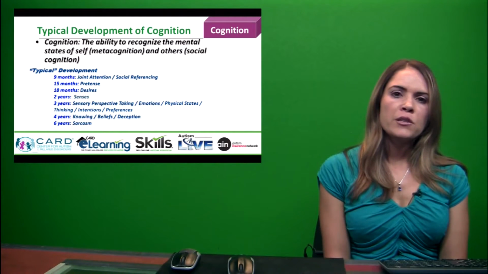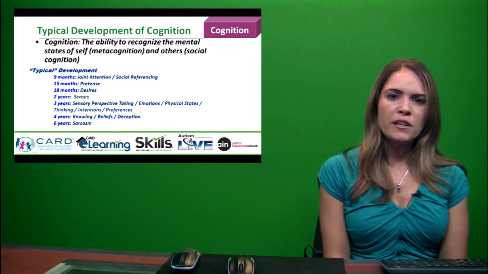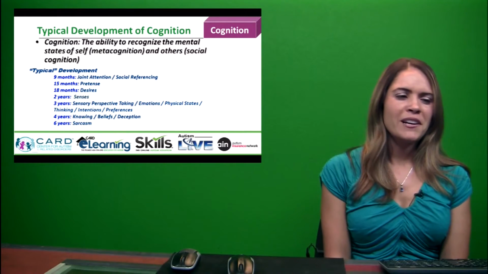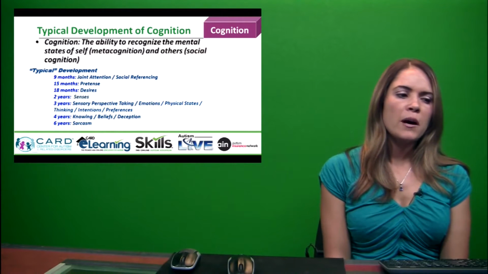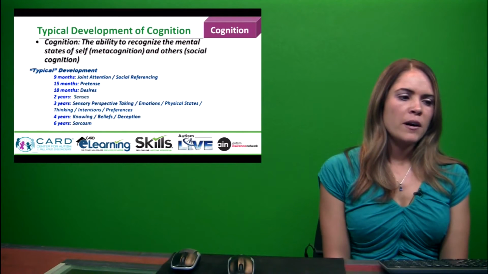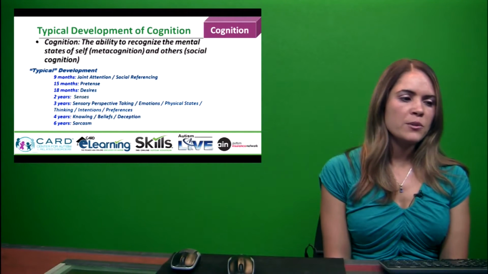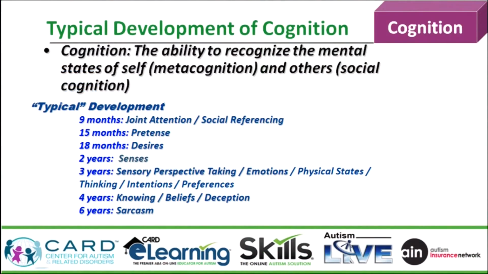Also, at this age, they're understanding the difference between true and false beliefs. I'll get into that a little bit more on another slide. And then also deception. That's a huge area that's really important as well, which I'll get into too. And then at 6 years of age, they're able to begin to detect sarcasm in others. This is a huge area, really important, and it requires paying attention to very subtle social cues.